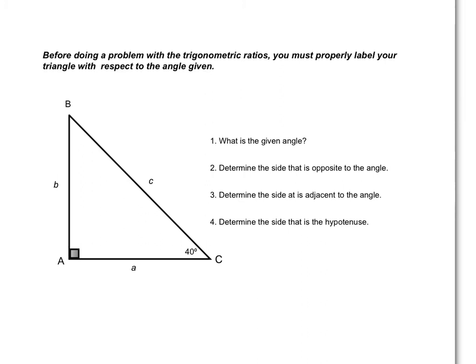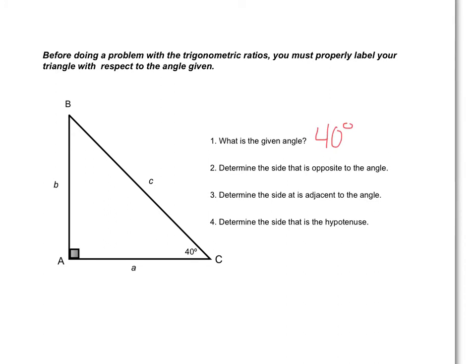Now, first question, what is the given angle in this triangle? What is going to be our reference angle to be able to determine all the other sides? Well, we're given two angles. We're given the 90-degree angle and we're given the 40-degree angle. But we don't use the 90-degree angle to write our trig ratios. We always have to use another angle. So the given angle in this example is 40 degrees.